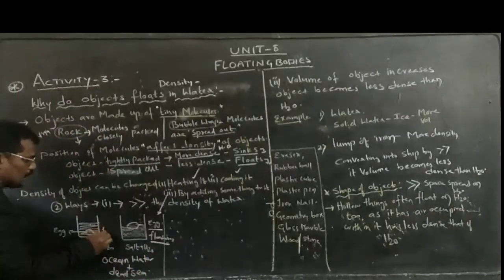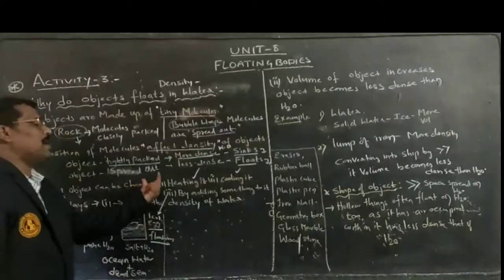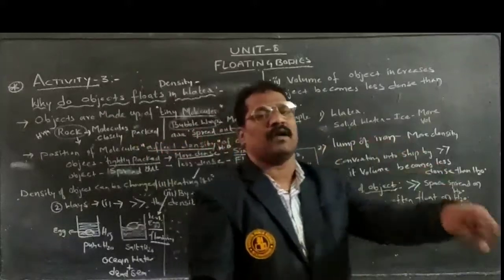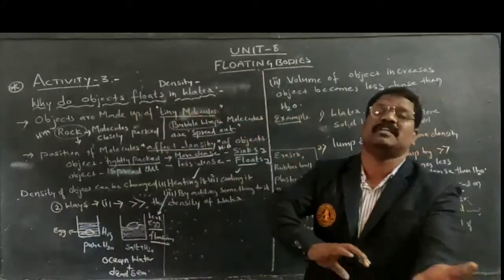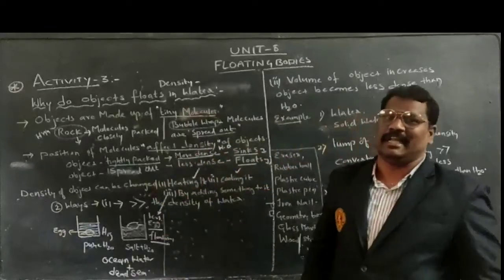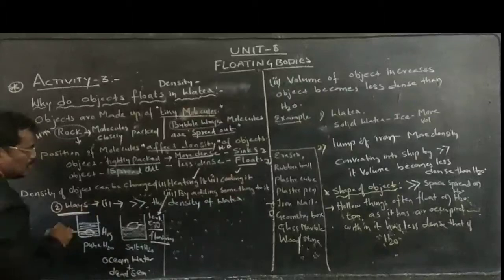Whereas here it is high dense, and here it is less dense. Therefore, by adding something to the particular water, we can change the density of the object. That is one more thing. And there are two ways to change the density.